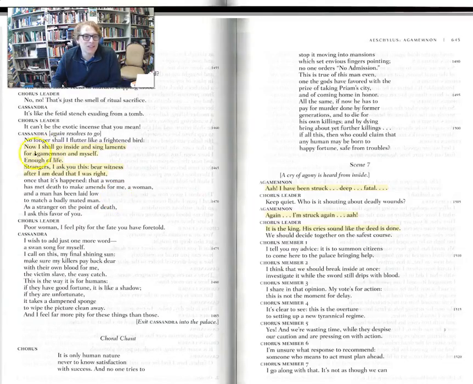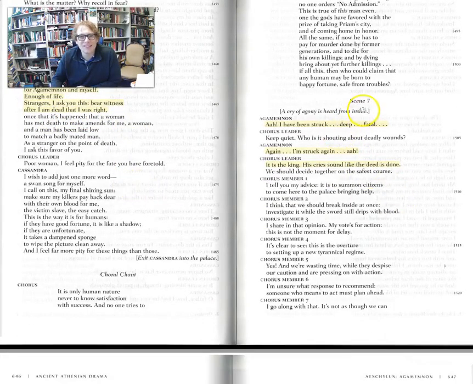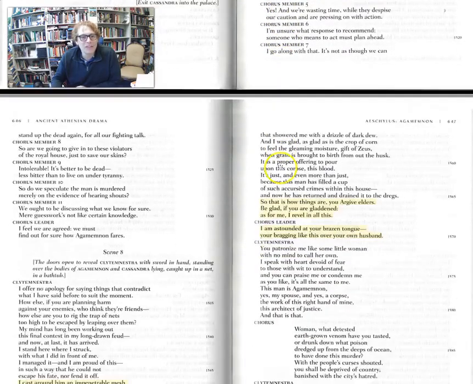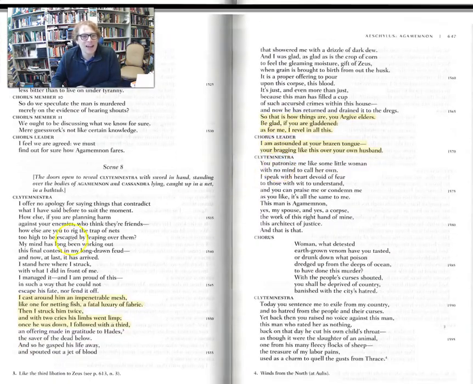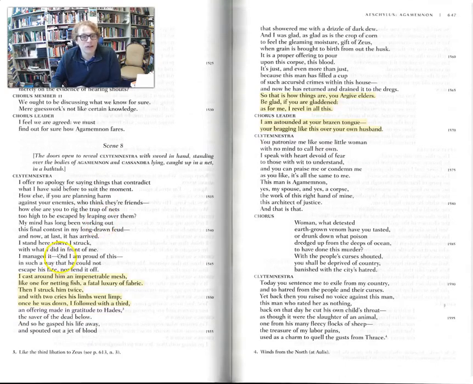And eventually she goes inside. Now I shall go inside and sing laments for Agamemnon and myself. Enough of life, strangers, I ask you this, bear witness after I am dead that I was right. And all of a sudden scene 7 opens, and you just hear Agamemnon from inside the Skene building screaming, I've been struck, deep, fatal, I'm struck again. And they know it's the king. Like, what do we do? Oh my gosh, he's been struck, he's been stabbed. And Clytemnestra in scene 8 comes out and takes credit for having murdered him.